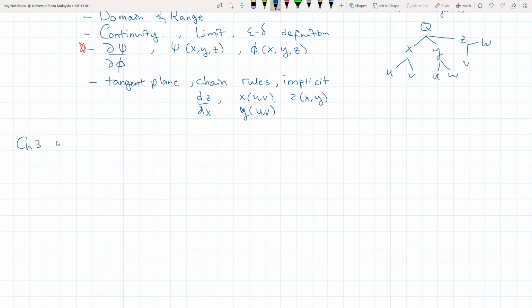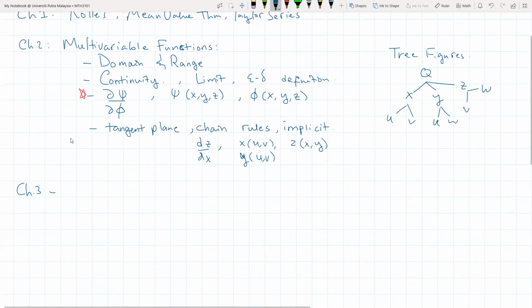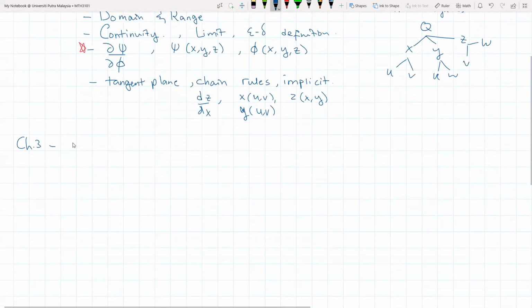So for now, for those who just came, I just want to list out the topic. In chapter 3, you learn about Jacobian. Okay, how to define Jacobian. So for example, if you have this Q, and then you want to find the Jacobian of Q with respect to U or with respect to V and so on.